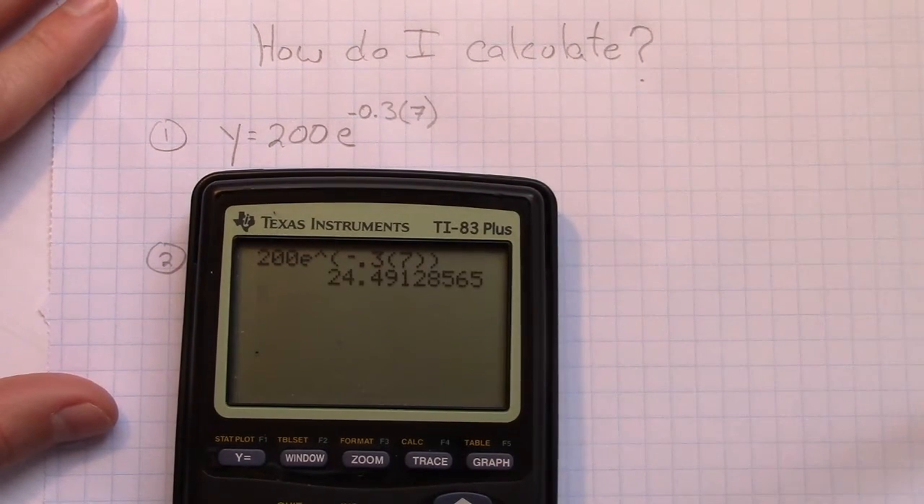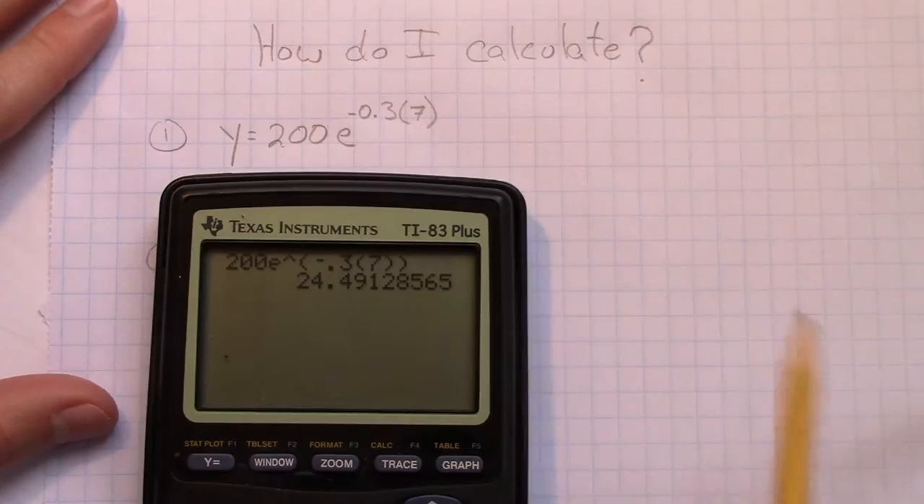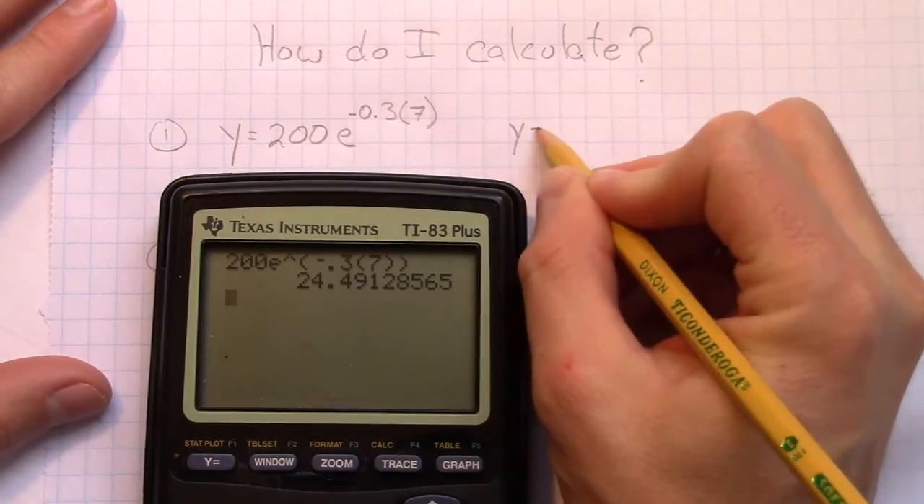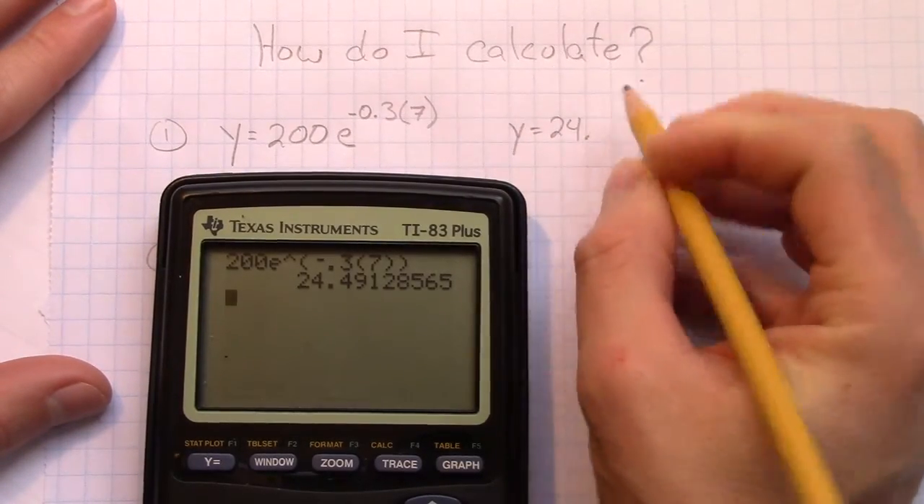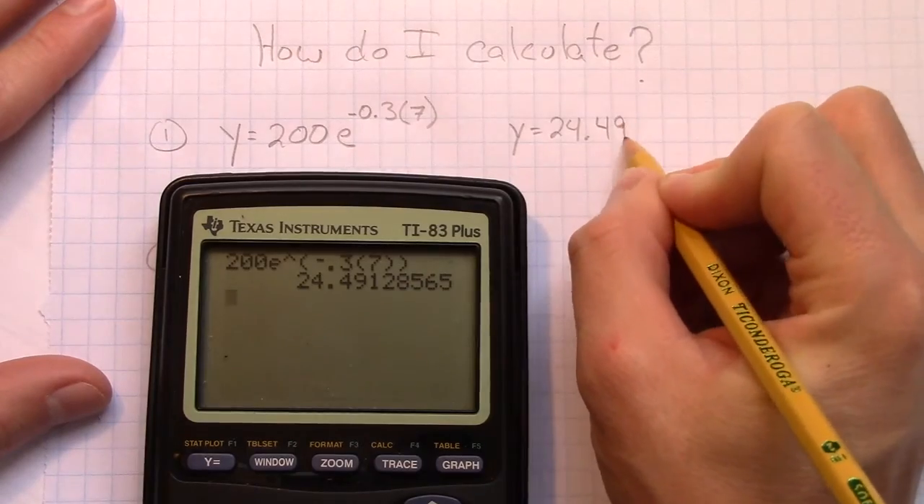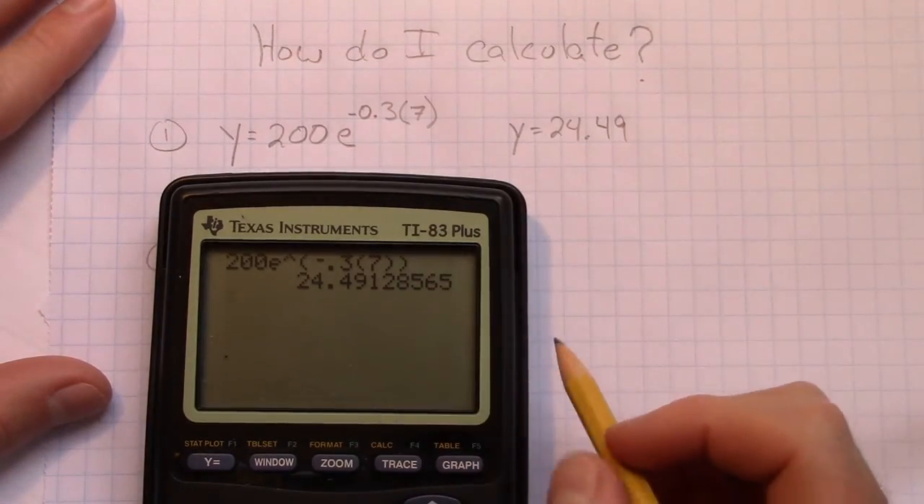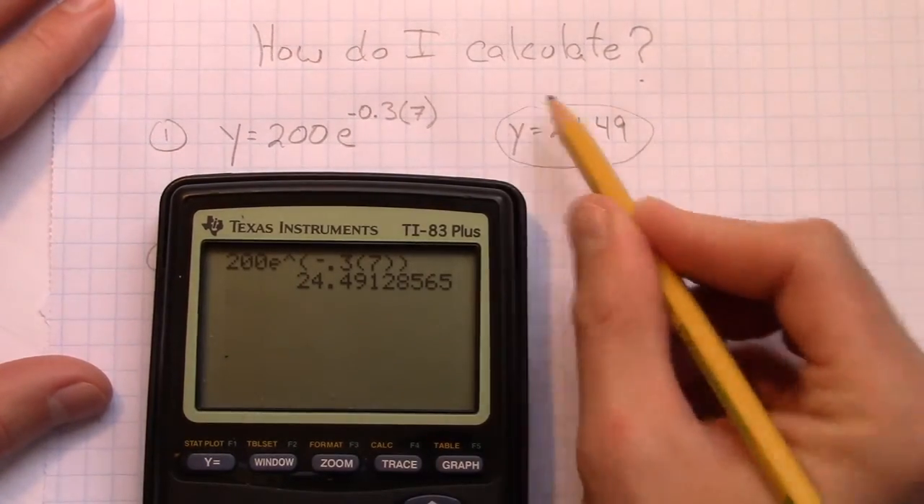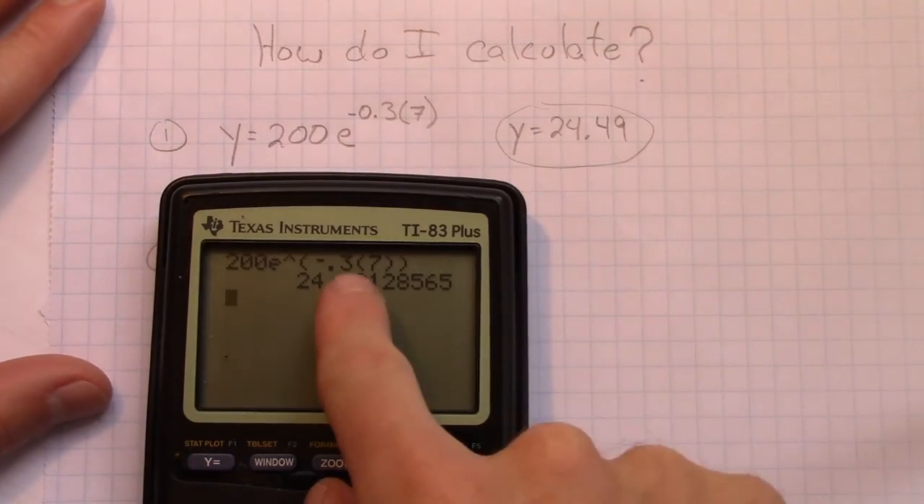When I hit enter, I get 24.491. So if I were to round this, I'd have y equals 24 point, we can just keep it as 49. That 1 would not round that up. Okay, so that's what this answer would be. That's how you plug it in the calculator. Pretty simple. Just be careful with the parentheses.